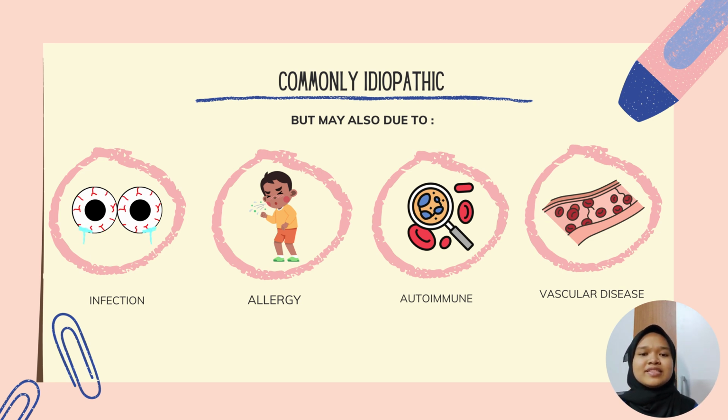Next is disease. Diseases such as rheumatoid arthritis and systemic lupus erythematosus are commonly associated with this type of manifestation. The exact mechanism by which autoimmune diseases trigger episcleritis is not fully understood, but it is believed that immune cells infiltrate the episcleral tissue, leading to localized inflammation. Lastly, in some cases, vascular disease may contribute to the underlying inflammation that leads to episcleritis.